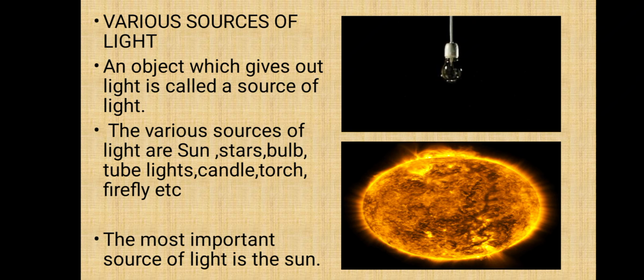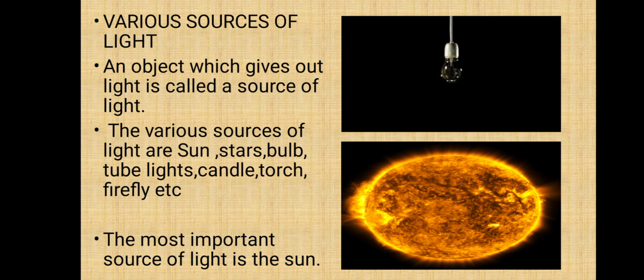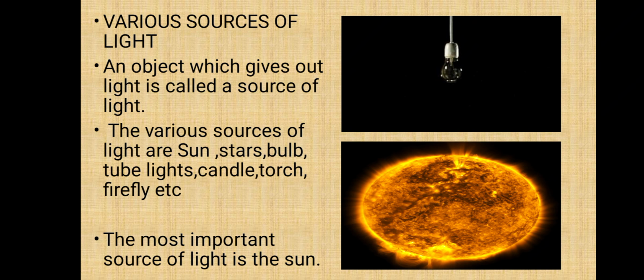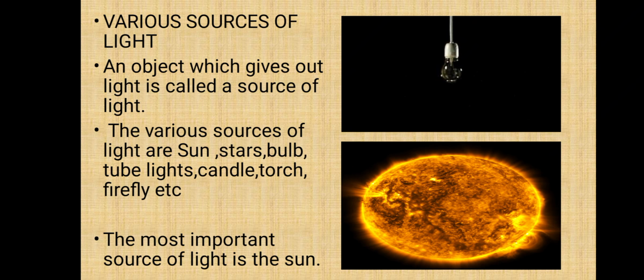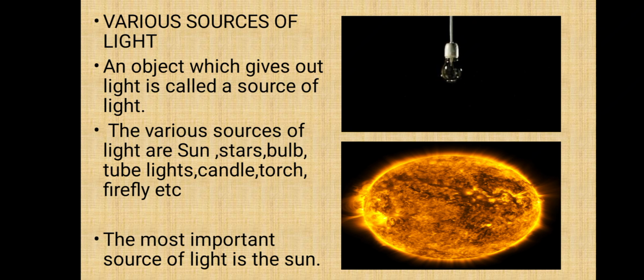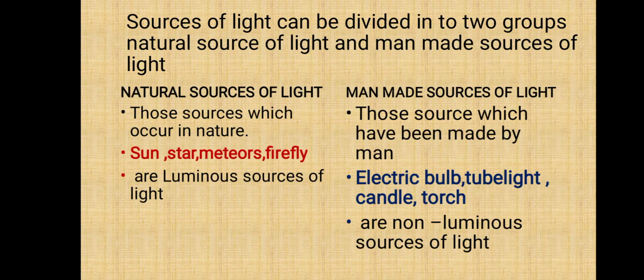We have also come to know about various sources of light: sun, stars, bulb, tube lights, candle, torch, firefly, etc. are the various sources of light. The most important source of light is the sun. We've also come to know about the two main sources of light: natural sources of light and man made sources of light.